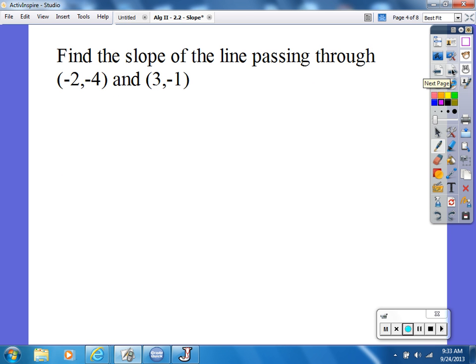So, here's our first question, where we're just finding slope. We're going to find it between -2, -4, and 3, -1. So the very first thing I just recommended we do is to do what with these points? Number them, label them, right? So this is my first point. I'll label it x1, y1, x2, y2. You make less errors if you actually label it.